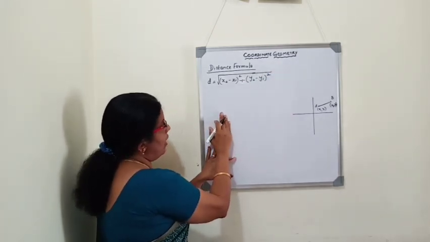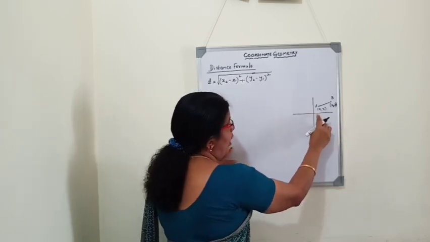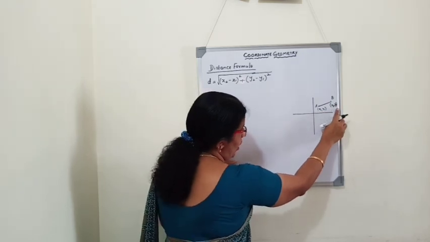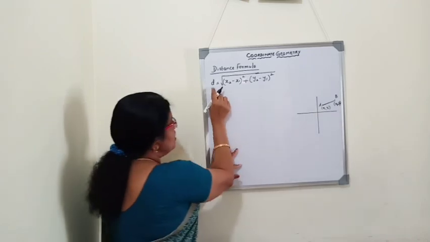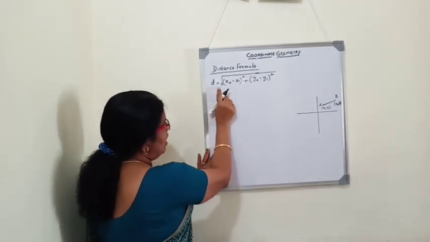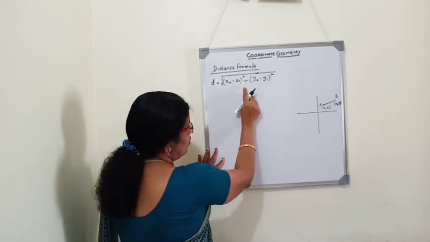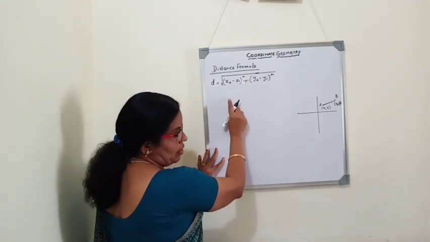If you want to find the distance between two points in a Cartesian plane, where the coordinates of the points are (x1, y1) and (x2, y2), then the distance between the points A and B, denoted by D, is equal to square root of (x2 minus x1) the whole square plus (y2 minus y1) the whole square. This is the formula.